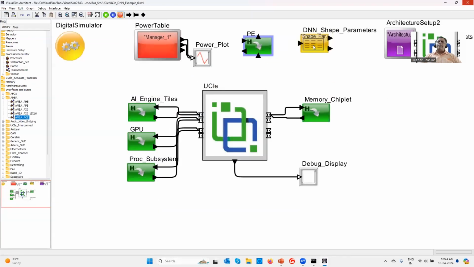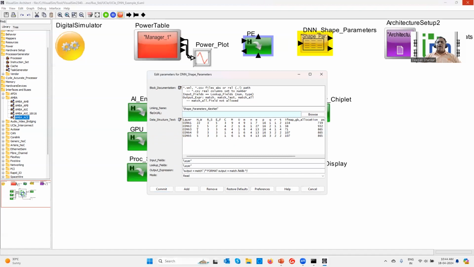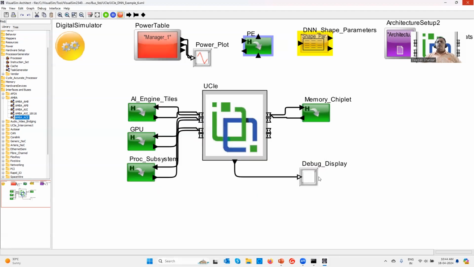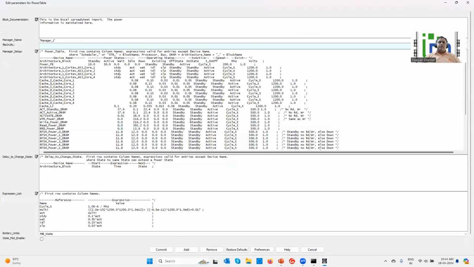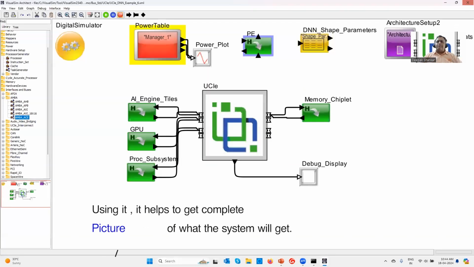Of course, at the top level, you may also have other types of attributes. For example, in this particular case, I'm doing a DNN. So, what are the attributes associated with the convolutions? So using this and using information that might be related to, say, power, I can get a complete picture of what it is that my system is going to provide.